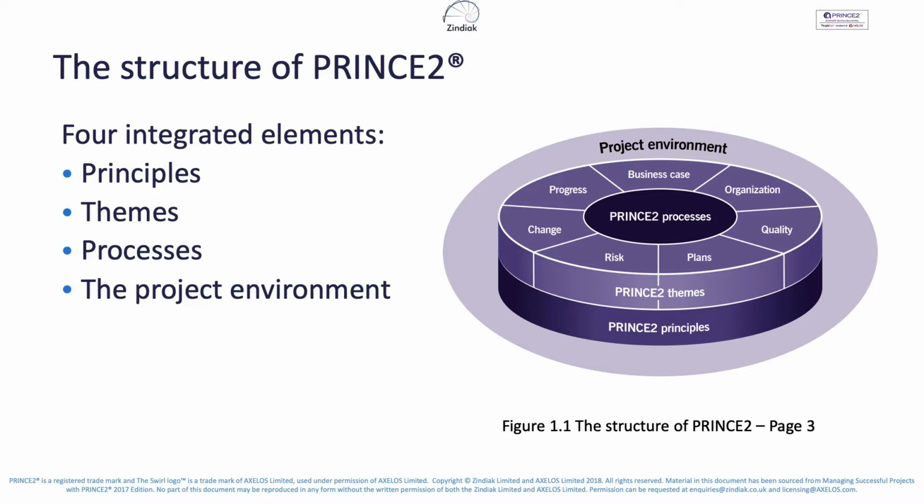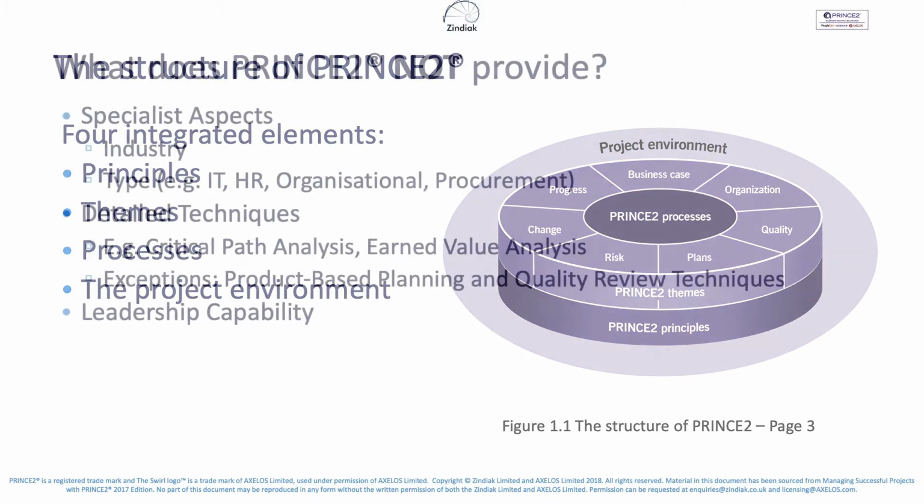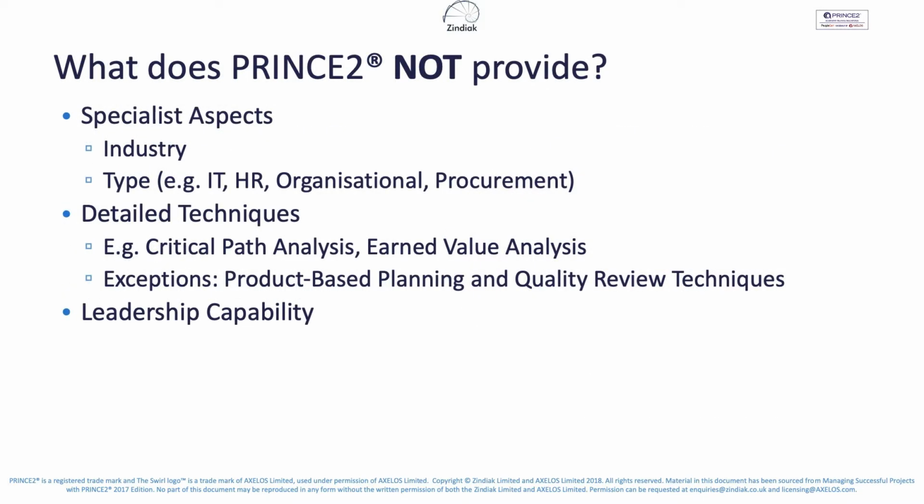I mentioned the Moscow prioritisation just now in terms of scope, and one of the key parts of the Moscow prioritisation technique is specifying what you won't have, what you won't deliver, what's out of scope. So what's out of scope for PRINCE2? What does PRINCE2 not provide? It doesn't provide specialist aspects for any given industry or type of project. Neither does it provide detailed techniques. The only exceptions to this are product-based planning and quality review techniques.